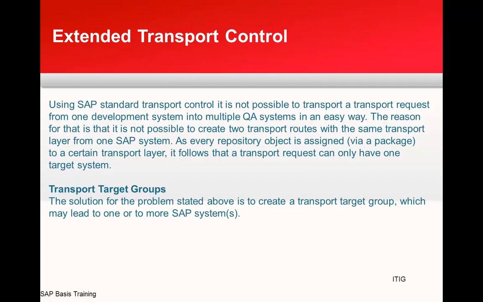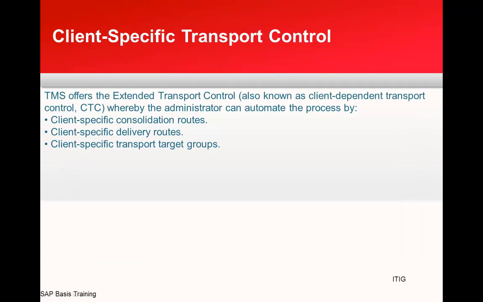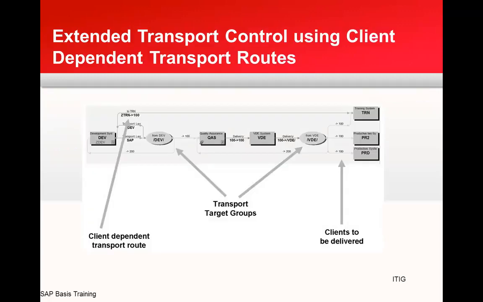Now, transport groups. Basically, the solution for the problem stated above is to create a transport group, which may lead to one or more SAP systems. So here you have created a transport group to send a request to these two systems at the same time. Okay, client-specific transport control. You can follow this: extended transport control using client-dependent transport.